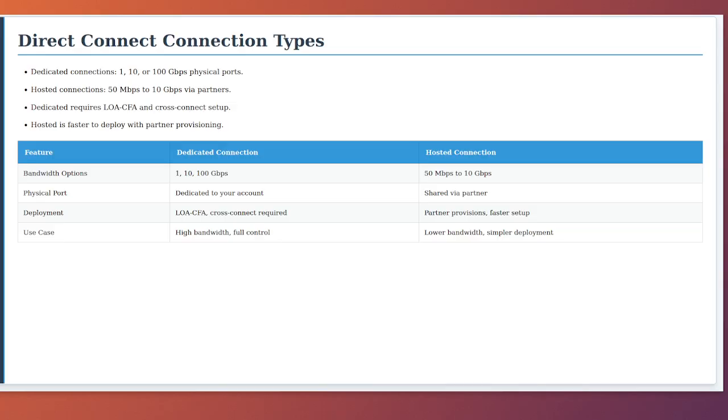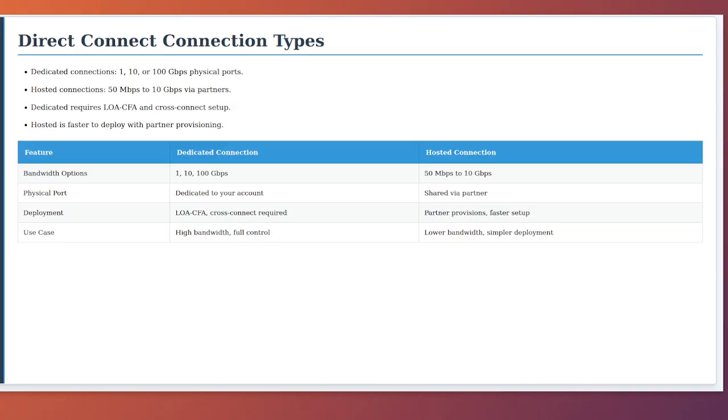This flexibility makes hosted connections attractive for organizations that do not need a full dedicated connection or want to avoid the complexity of managing the physical infrastructure. With hosted connections, you work directly with the AWS partner, not with the colocation facility. The partner handles all the physical connectivity details. You simply accept the hosted connection in your AWS console, and the partner provisions your bandwidth. This makes deployment much faster and simpler.